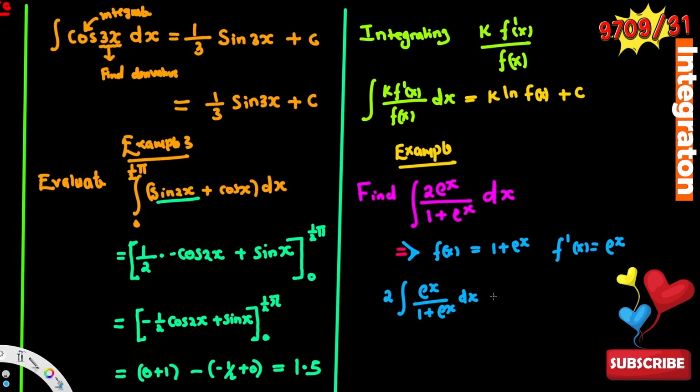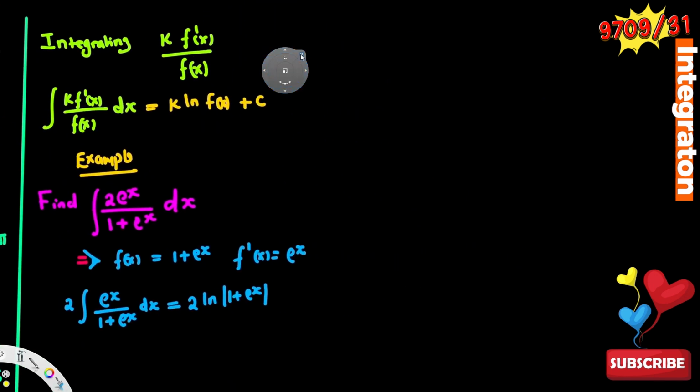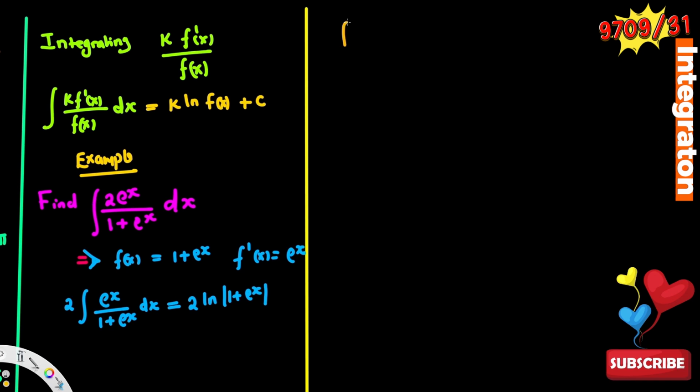But when you are integrating such a kind of function, you are going to have k as the constant, so it's going to be 2 ln of the function of the denominator, then plus c. So we are going to have that as our answer, then plus c. Don't forget that c at that particular point.